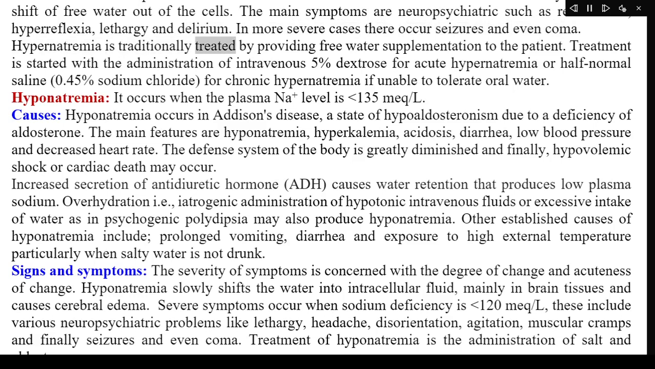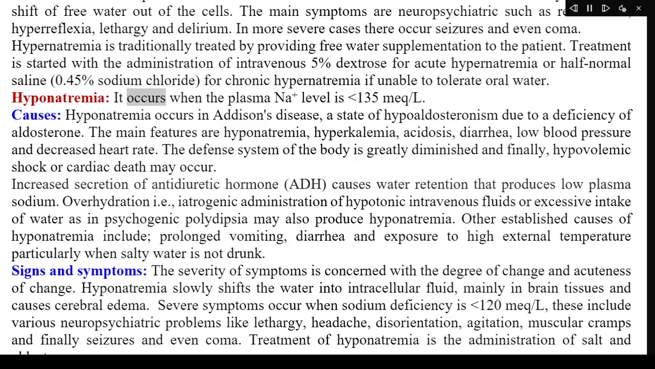Hypernatremia is traditionally treated by providing free water supplementation to the patient. Treatment is started with the administration of intravenous 5% dextrose for acute hypernatremia or half normal saline, 0.45% sodium chloride, for chronic hypernatremia if unable to tolerate oral water.